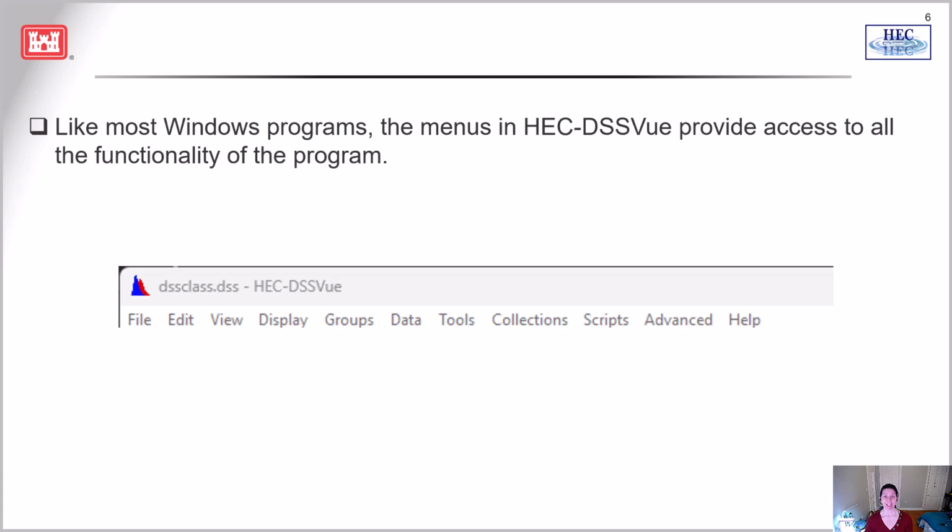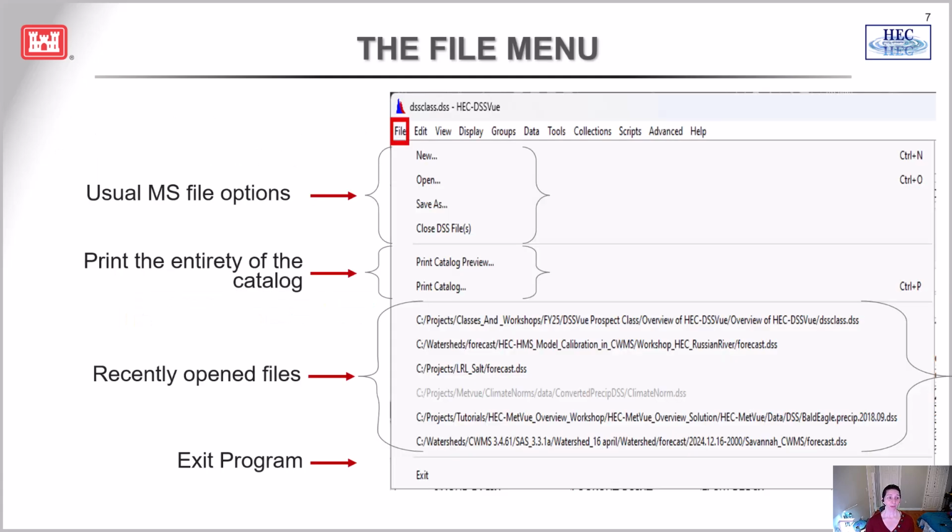Like 99% of Windows programs, the menus in HEC-DSSVue provide access to all of the functionality of the program. So if nothing else, if you're looking for it, it exists somewhere on the menu. Starting on your far left, we're going to start with the File menu, and it looks like most Windows programs do, where you can open and close all your files, you can save. The thing that's different here is you can view and print the entirety of the catalog. So the catalog is what we'll discuss later, and those are your DSS files. However, from here you can print and view the entirety of it, not just have to scroll through everything. And then of course, you have your recently opened files as well.